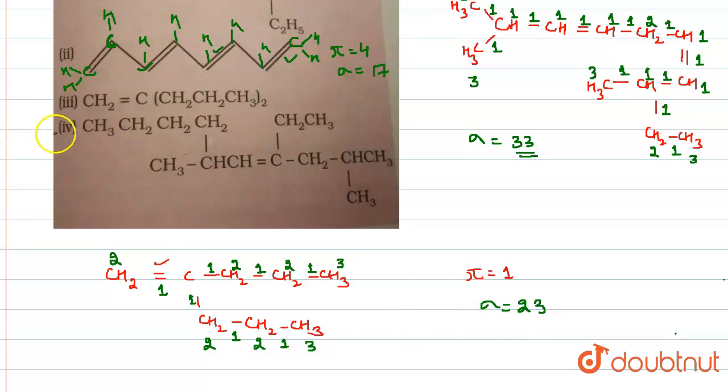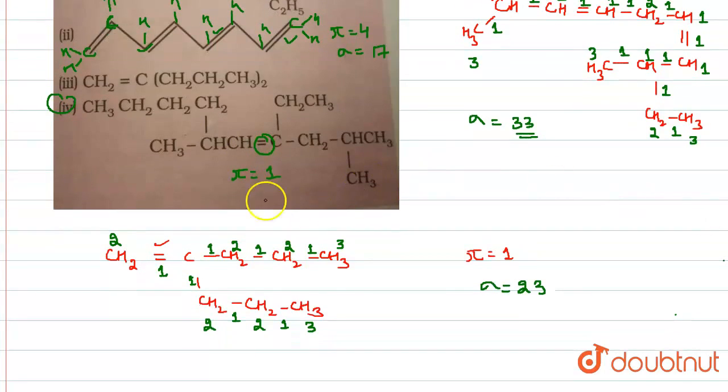Similarly in this group, the fourth part also, here we have only 1 double bond. That means the pi bond will be 1. Now we have to calculate the number of sigma bonds. So the number of sigma bonds here will be, here is 3, between carbon is 1. I will write it down there. One minute.